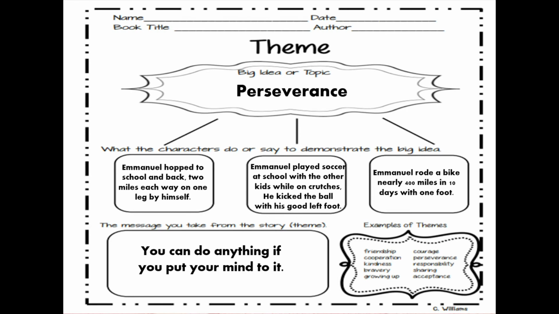The first one we selected was Emmanuel hopped to school and back 2 miles each way on one leg by himself. Emmanuel played soccer at school with the other kids while on crutches. He kicked the ball with his good left foot. And Emmanuel rode a bike nearly 400 miles in 10 days with one foot. And then we put the message you take from the story, and we put you can do anything if you put your mind to it. And your message may be different because there are a lot of good messages or themes in this book, but we selected that one in order to represent perseverance.